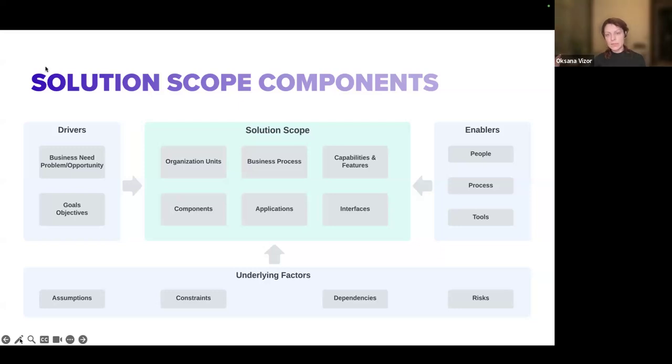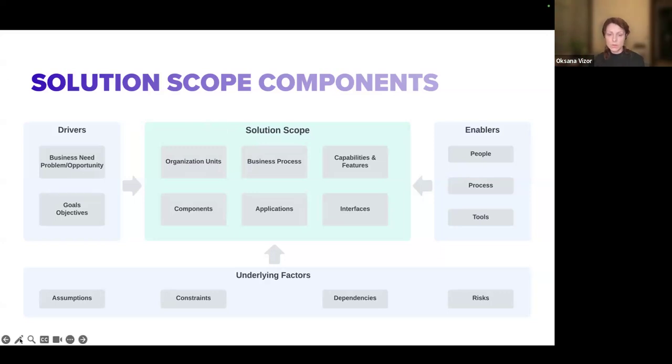And on the right side, you may see the enablers, the people, processes, and tools, which also contribute to the whole solution scope, which you may see in the center of this diagram. Here we are talking about our stakeholders. Who are we working with, for whom we are doing the solution?